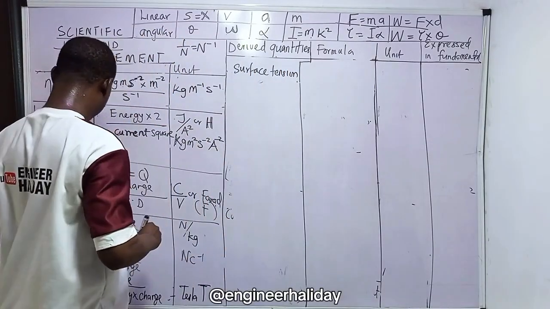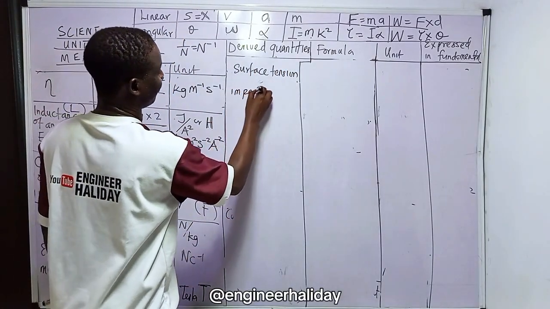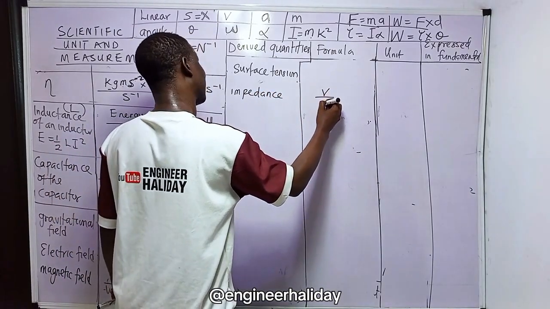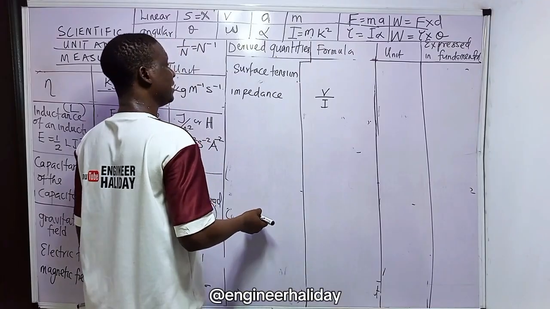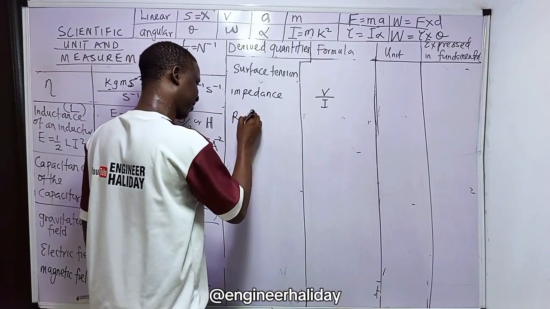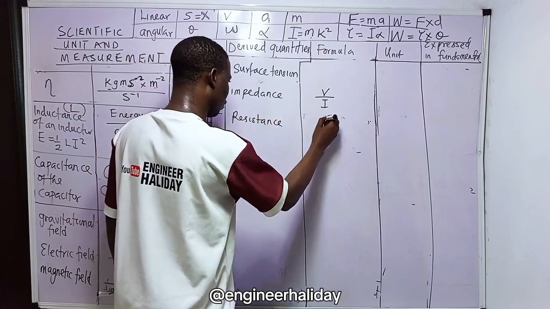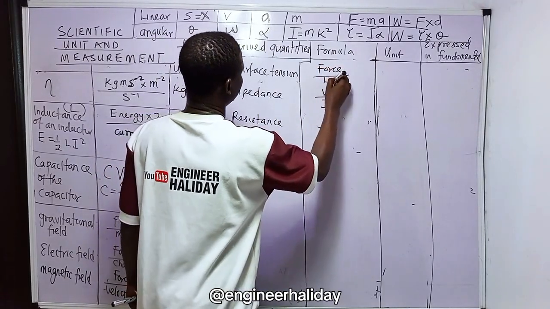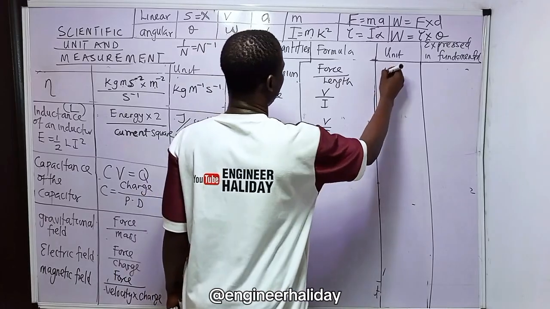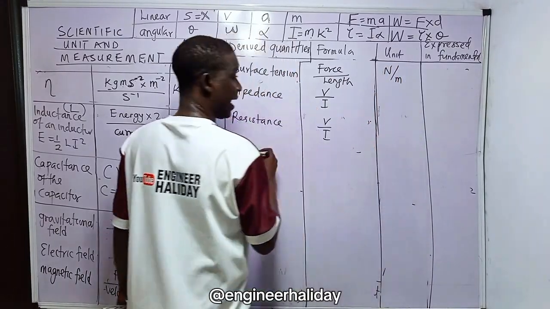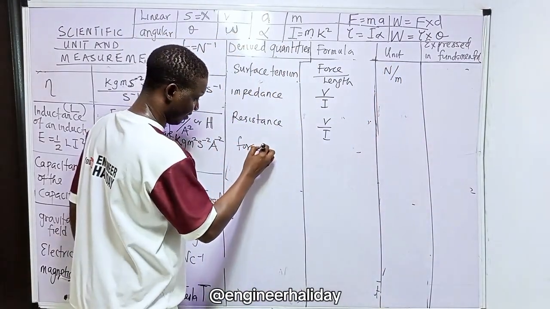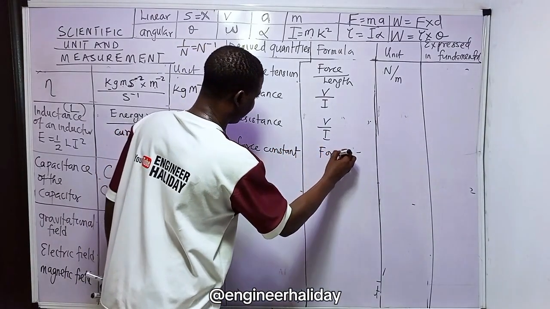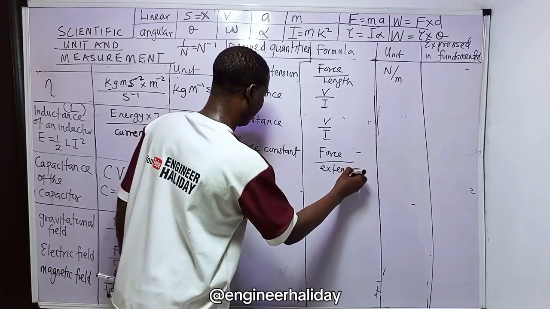Okay, I've talked about impedance. Impedance is potential difference divided by current. Impedance is the same thing as resistance. Resistance is also V over I. Surface tension is force over length, the same thing as Newton per meter. We have what they call force constant. Force constant is also force over extension.